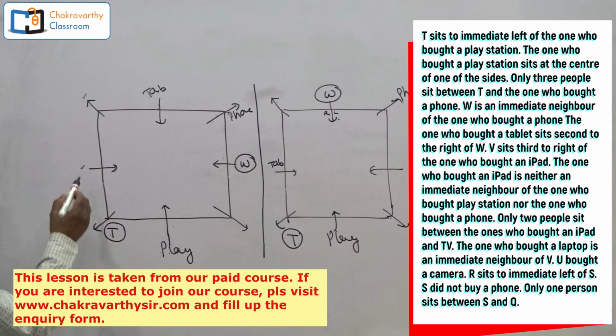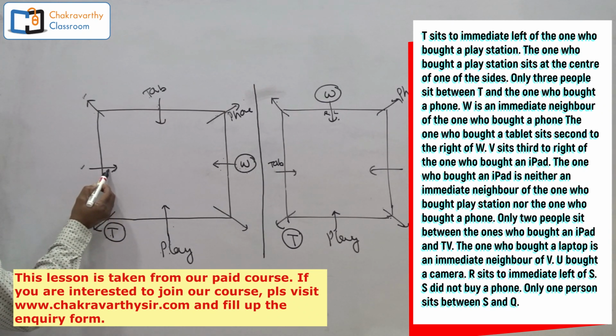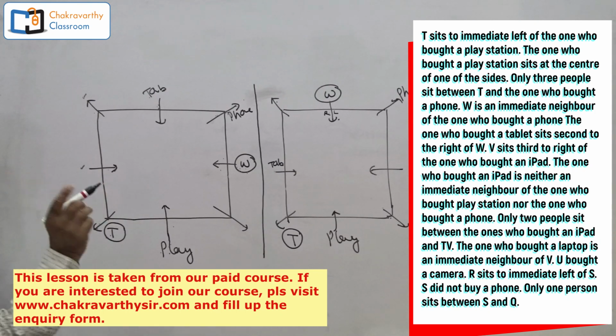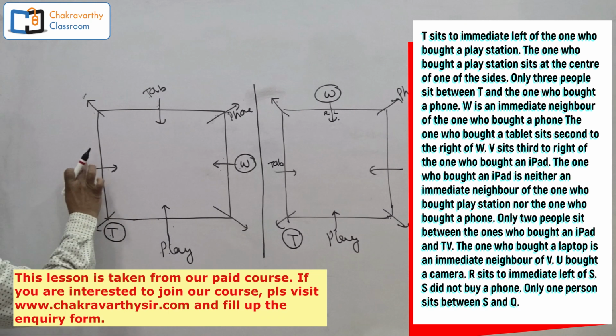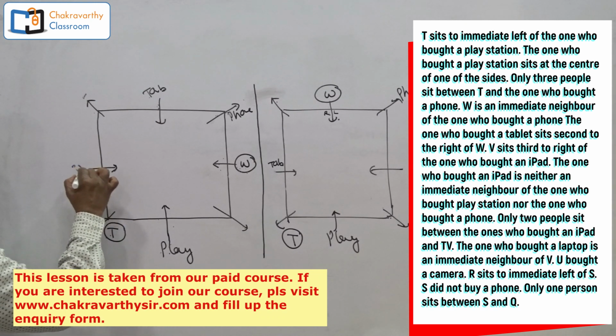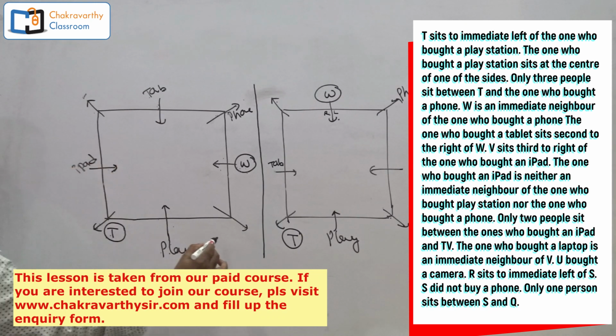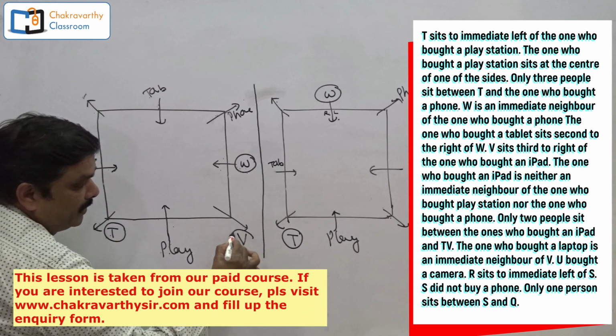Okay, now take this one. Suppose I keep the iPad person here. This is the right side, so third right should be given to V: first, second, third. Yes. So I am taking this one for iPad and I am confirming this place for V.